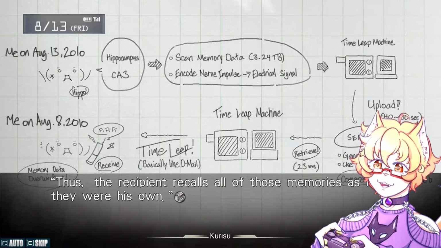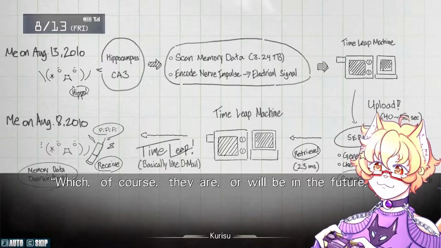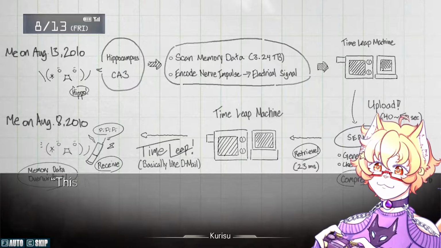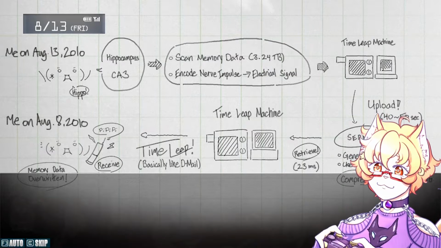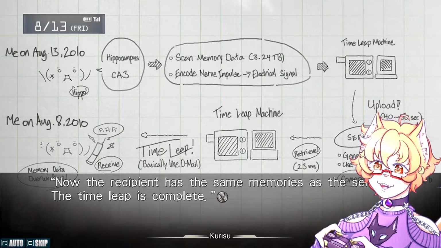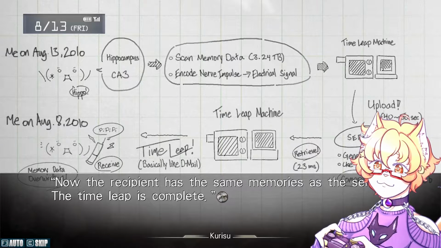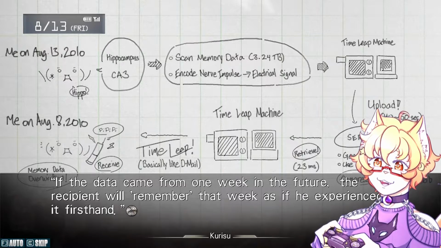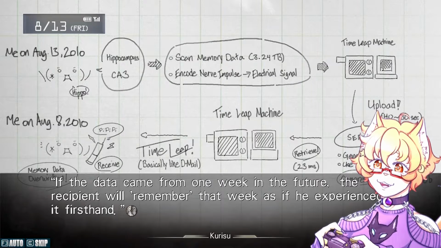Thus, the recipient recalls all of those memories as if they were his own. Which, of course, they are, or will be in the future. This happens in less than a second. Now, the recipient has the same memories as the sender. The time leap is complete. If the data came from 1 week in the future, the recipient will remember that week as if he experienced it firsthand.